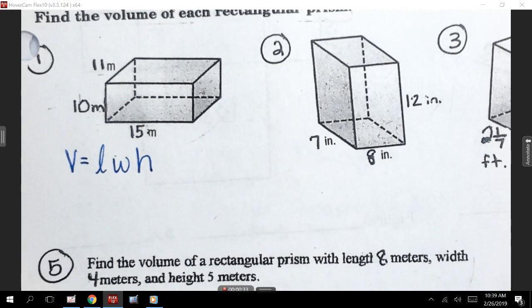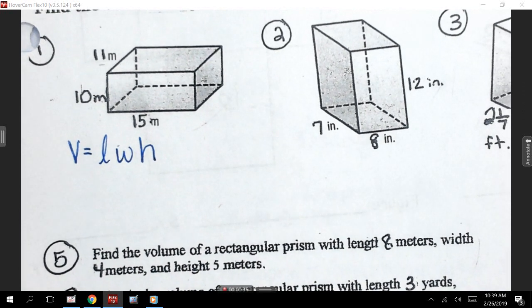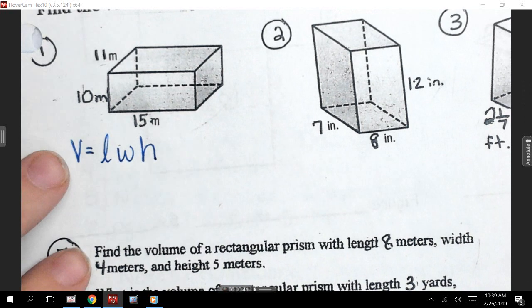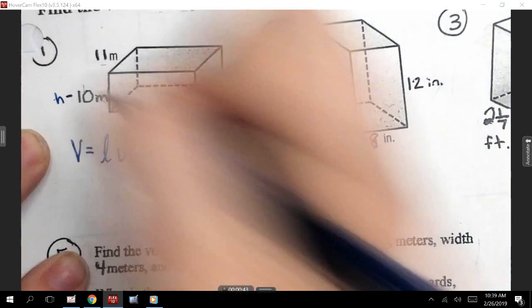All right? So for number one, the first thing I like to do is pick which one of those is going to be the height. That's probably the easiest one to pick. Which one is the height? Which one's telling me how tall it is? Tiva? The 10. So I'm going to go ahead and label that as the H. Are y'all okay with that?